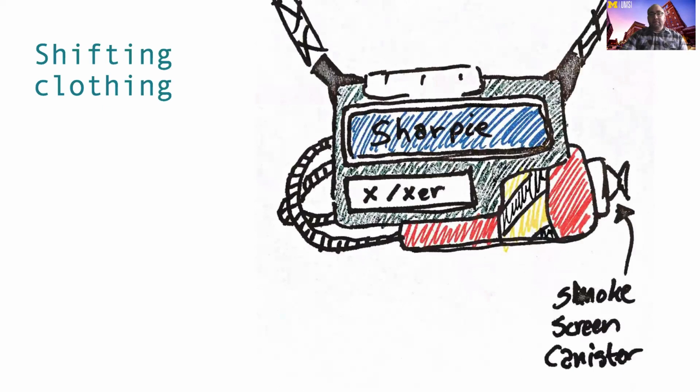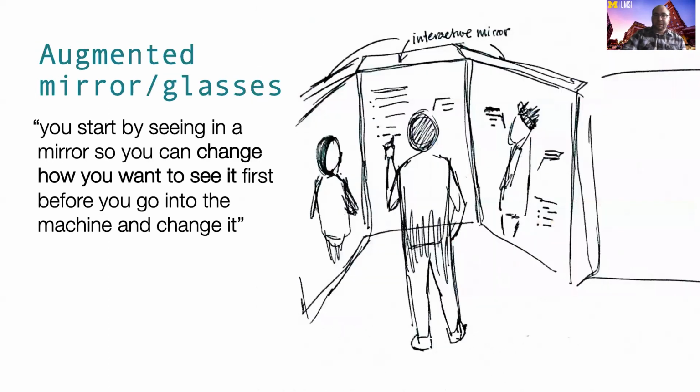Another idea involved a necklace with interchangeable pronoun labels that would flash in certain colors when a person was misgendered. And it also includes a smokescreen canister that enables the wearer to disappear if necessary. Participants also envisioned mirrors and glasses that could change a person's view of themselves or their experience in the world. This was sort of an extension on the body-changing design ideas.